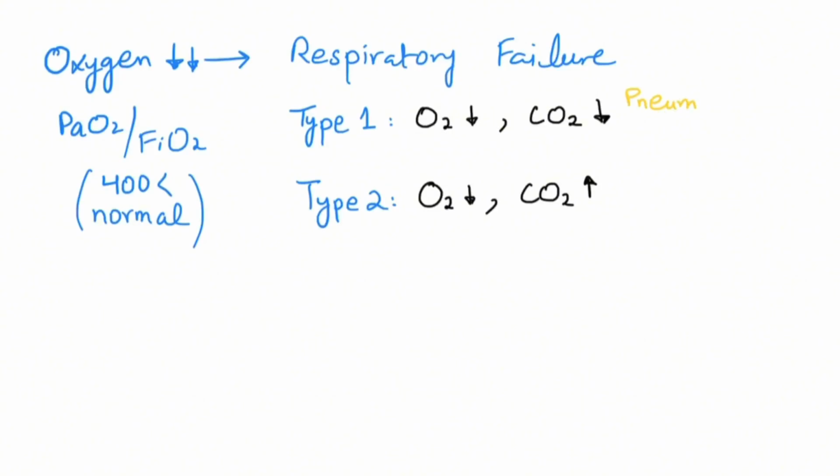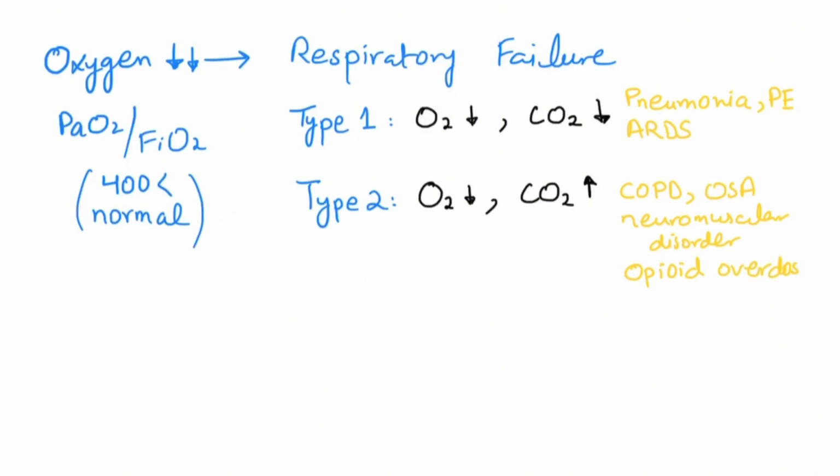So if we look at the examples, type 1 can be seen in case of pneumonia, in pulmonary embolism, and in ARDS as well. And in type 2, the patient is basically retaining carbon dioxide, and it could be seen in COPD, in obstructive sleep apnea. We can see it in neuromuscular disorders, as well as opioid overdose.